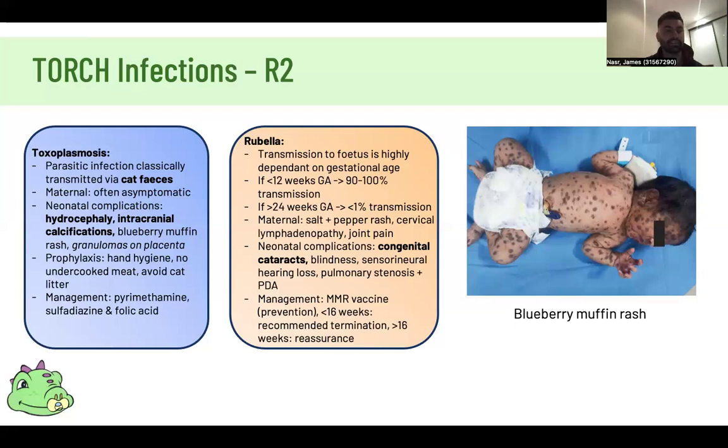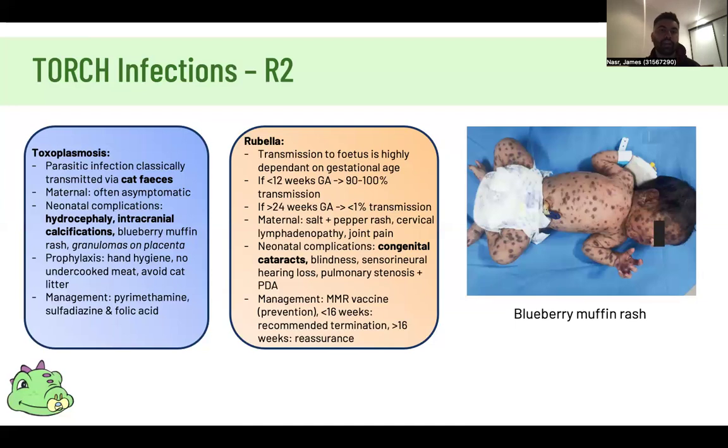In terms of the prophylaxis for it, just doing adequate hand hygiene, trying to avoid undercooked meat, and obviously avoiding emptying the cat litter if possible. The management, I would doubt that you need to know it, but if you did want to know it, it's pyrimethamine, sulfadiazine, and folic acid.